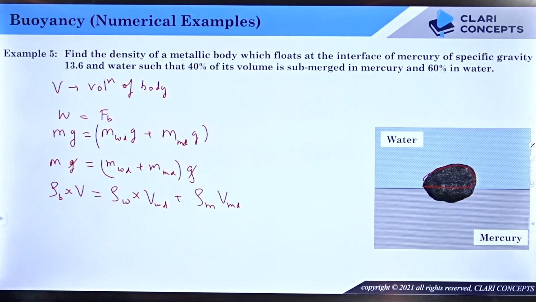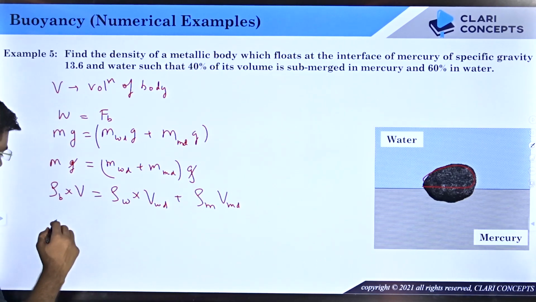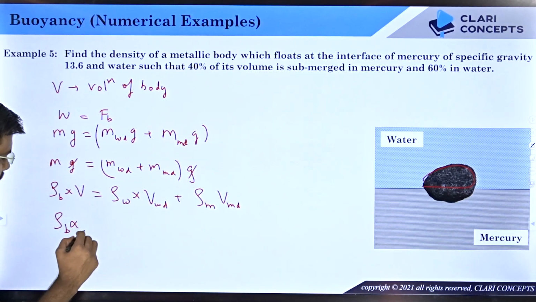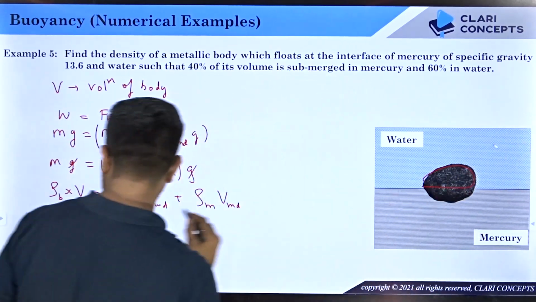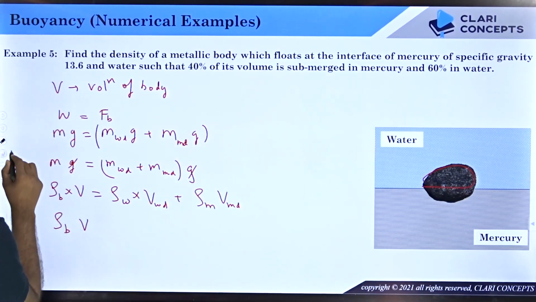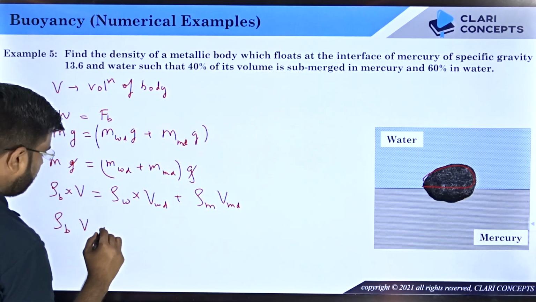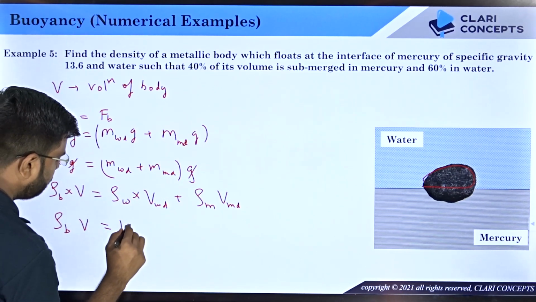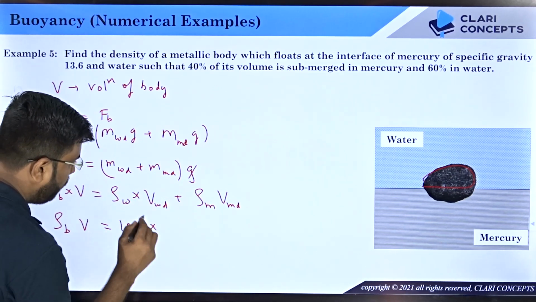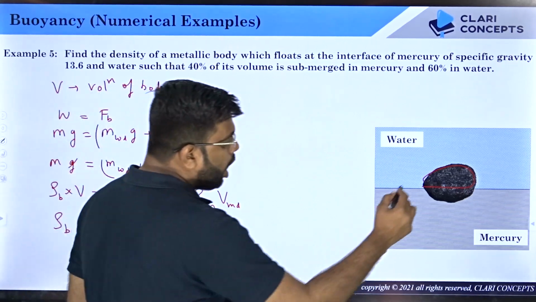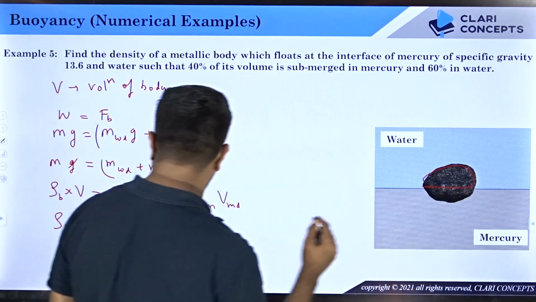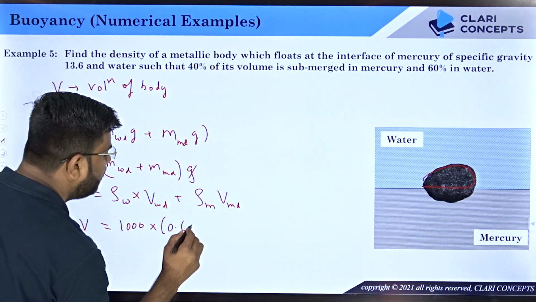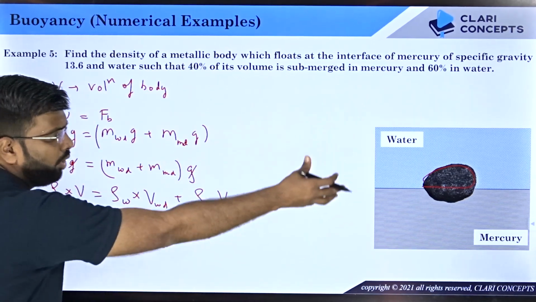Very easy. Now see, what is the density of the body? I don't know. I'll just put it like this, density of the body. V also I don't know, right? And that is equal to density of water, which is 1000. What is the volume of the water displaced? How much volume is displaced? 60% of the total body volume. So can I say this is 0.6 into V, where V is the total volume of the block?